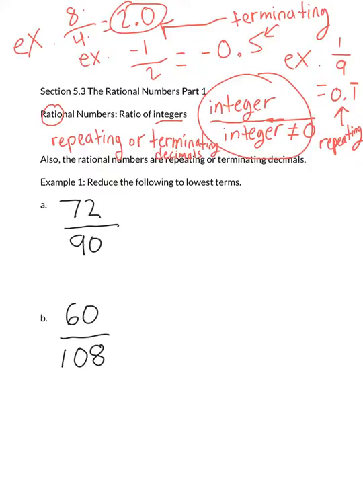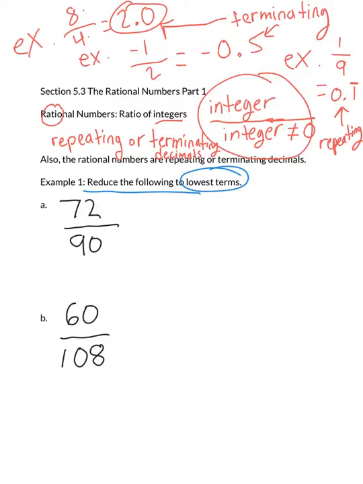Looking at example 1, it says to reduce the following to lowest terms. A, we got 72 divided by 90. Couple of different ways you could do this. If you wanted to do it longhand, you could try to think of the GCD, the greatest common divisor, that would go into both the top and the bottom numbers and divide by it. And that way you can quickly reduce your number.